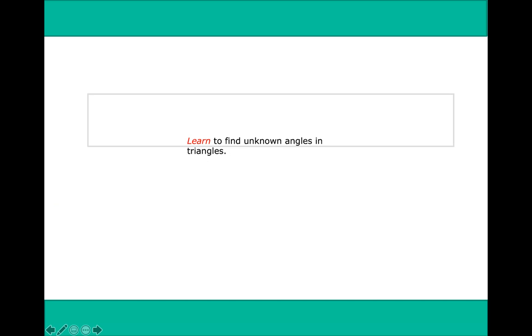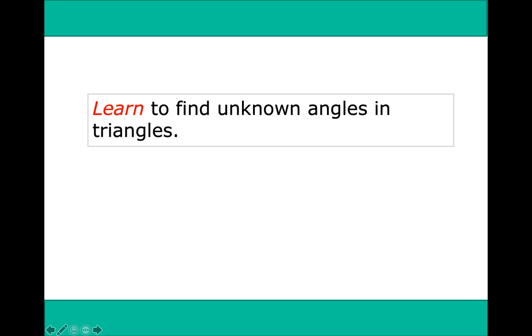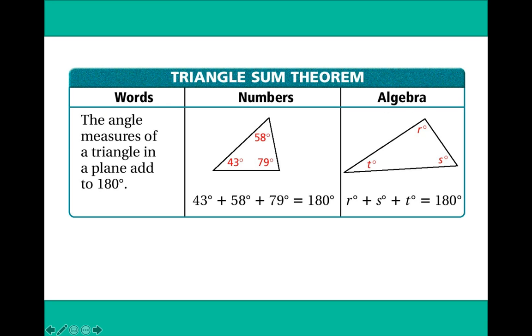Hello, we're going to talk a little bit about finding unknown angles when dealing with triangles. So when we're talking about triangles, we need to know that the sum of each of the interior angles is going to be 180 degrees. So if you take a look here, if you have these as your angle measurements, if we add those together, it's going to equal 180 degrees.